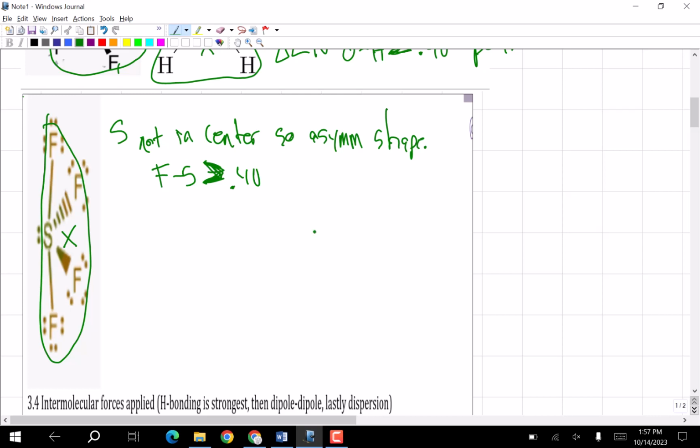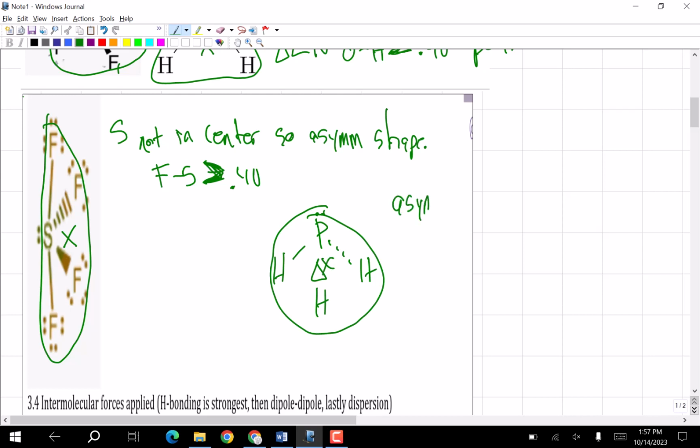Okay, let me show you one that has an asymmetrical shape. So PH3. Circle, middle, so it has an asymmetrical shape, but P minus H is less than 0.4. So because they're not both, that means it's non-polar. So remember, to be polar, you need both.